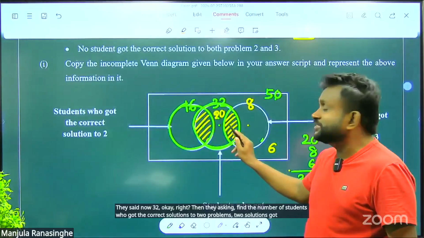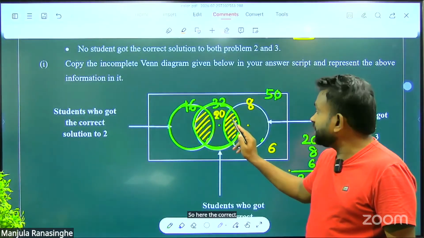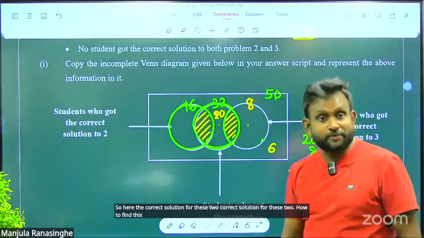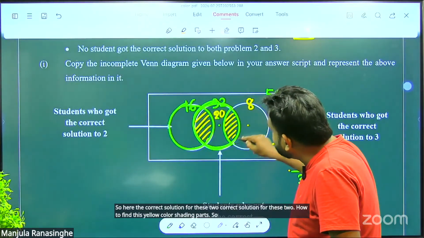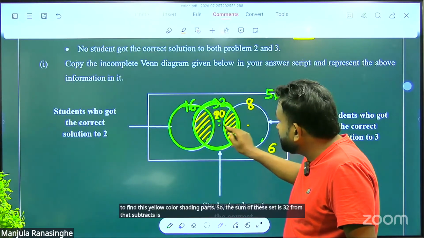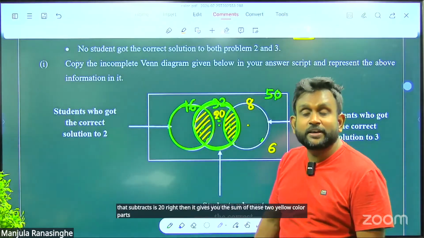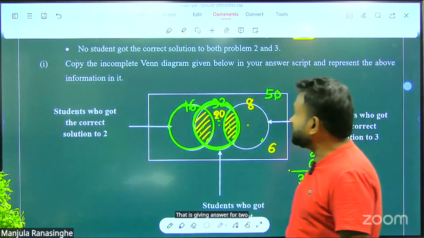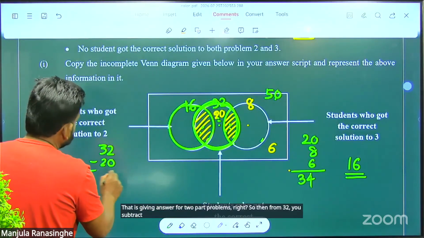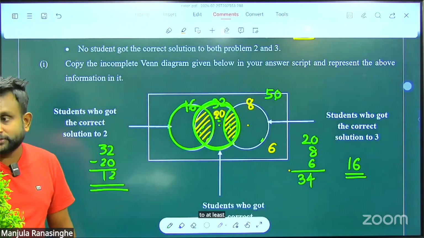Two problems is the shaded part. So here the correct solution for these two, correct solution for these two. How to find these yellow color shaded parts? The sum of this set is 32. From that subtract this 20. Then it gives you the sum of these two yellow color parts. That is the answer for two problems, right? So from 32, you subtract here 20, then you get the answer 12. 12 is the answer for that one.